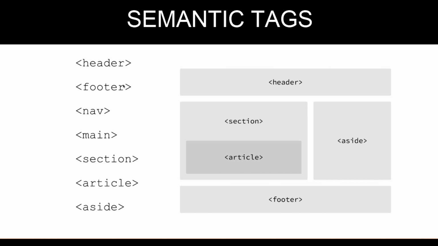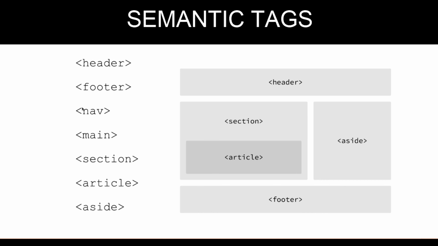So basically we have header and footer. That's pretty self-explanatory. As you can see here, headers usually go at the top, footers usually go at the bottom. A lot of times your header will have like a logo. You may have your navigation in your header. You may have it underneath. You may have like a search box or something like that.